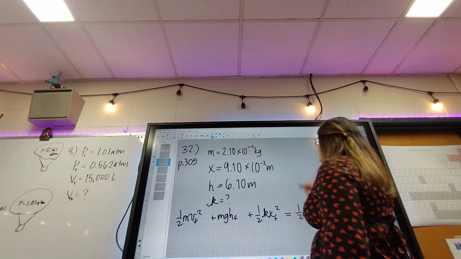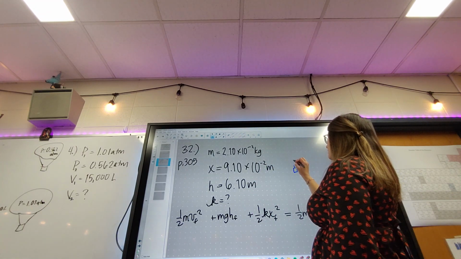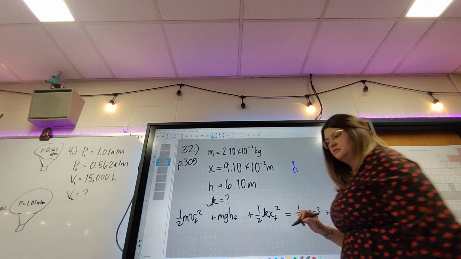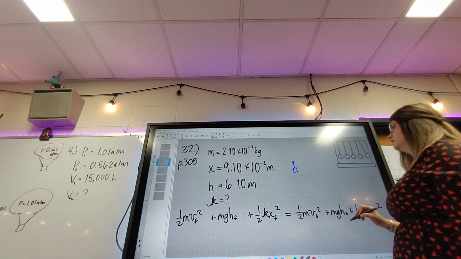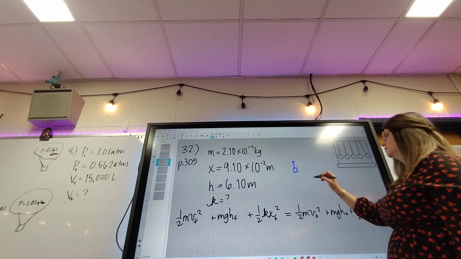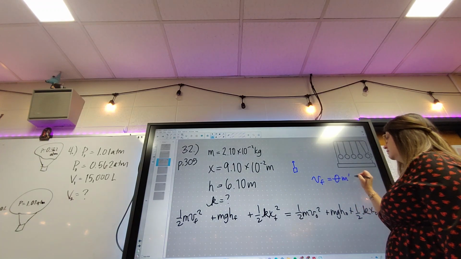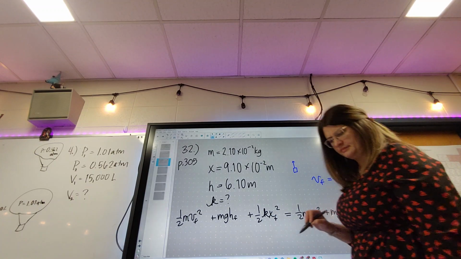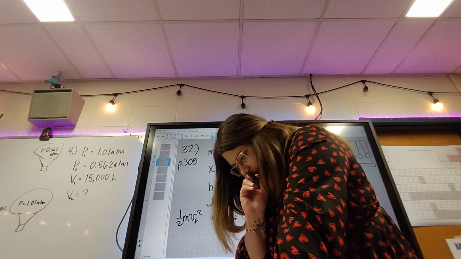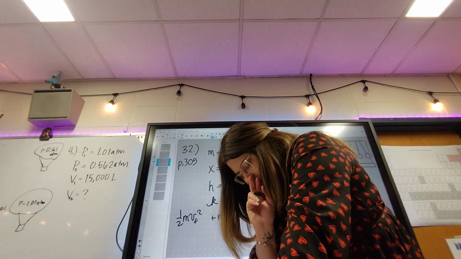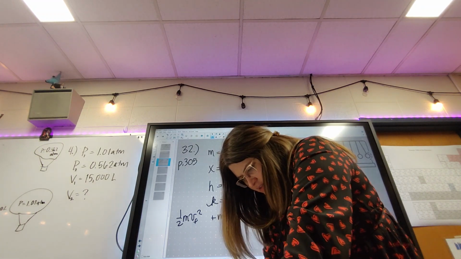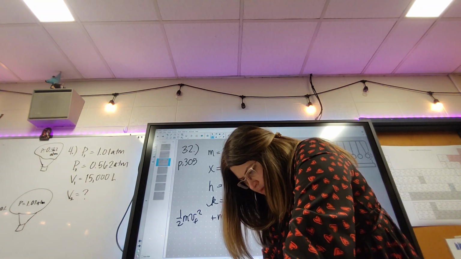Okay, because the initial velocity... V final would be 0. V final is 0. But the initial would not be 0 because that's the moment it's released. I'm running out of space. I said that velocity initial was 0.